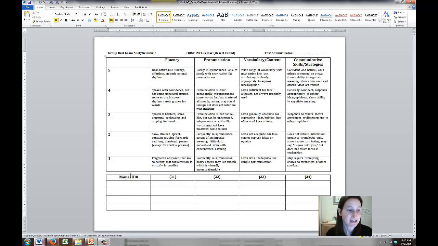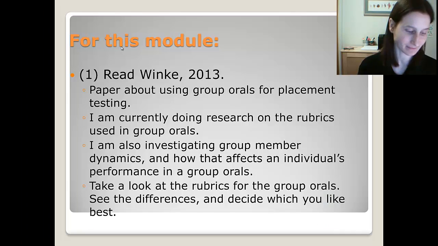So this is an analytic one where you give the student their name and then you give them a fluency score, 1, 2, 3, 4, a pronunciation score, and vocabulary and content score, and communicative skills scores.